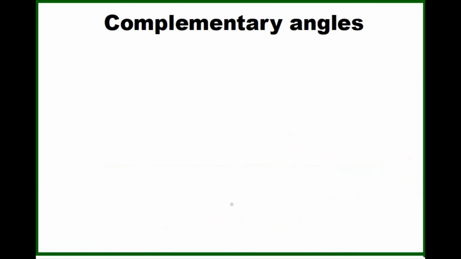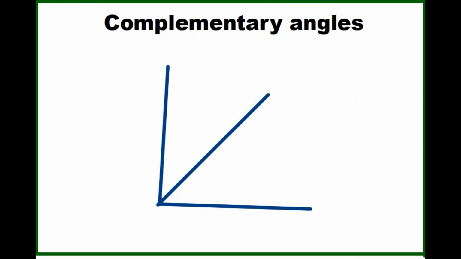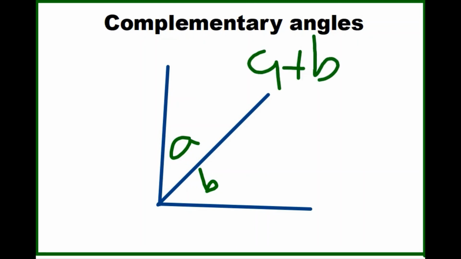Then we get complementary angles. Complementary angles are angles that add up to 90. So if we have angle A and angle B, and we add them together, angle A plus angle B, and it gives us 90 degrees, we say that angle A and B are complementary angles.